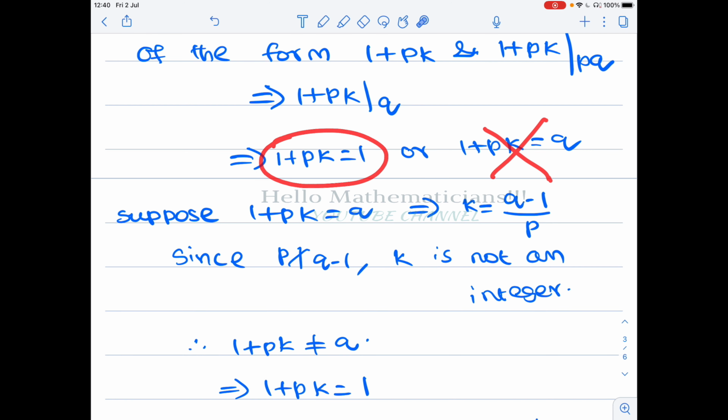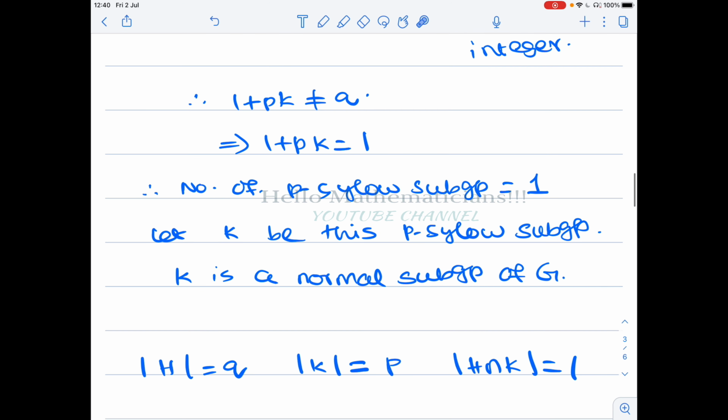So 1 plus pk equals 1. But this number is the number of p Sylow subgroups. So we get that the number of p Sylow subgroups is 1. If the number of p Sylow subgroups is 1, then it is normal. We just saw the proof.